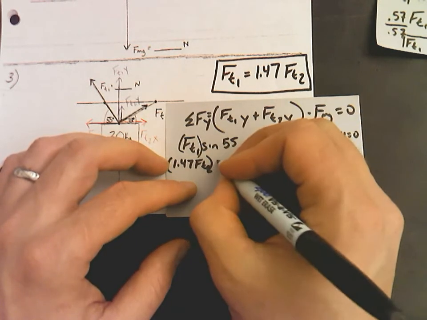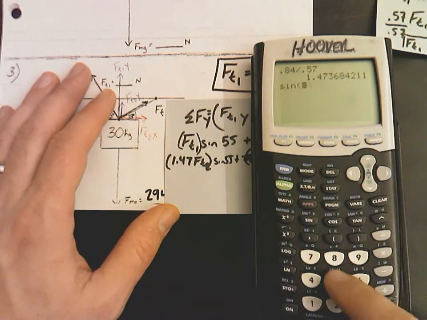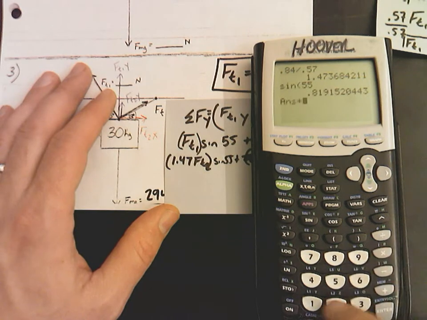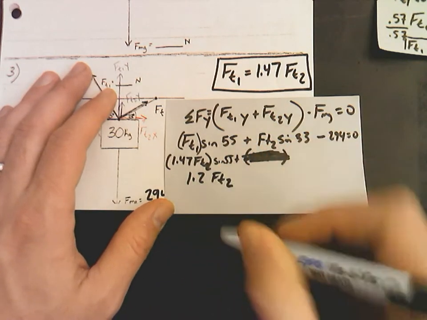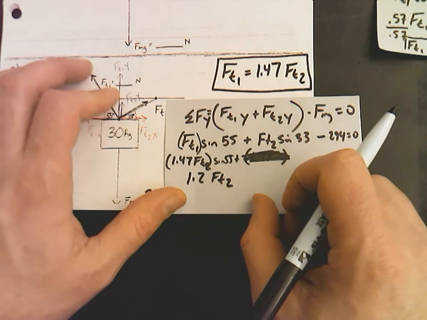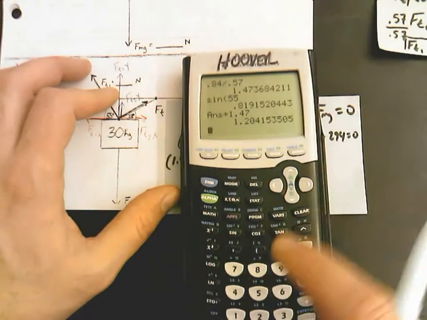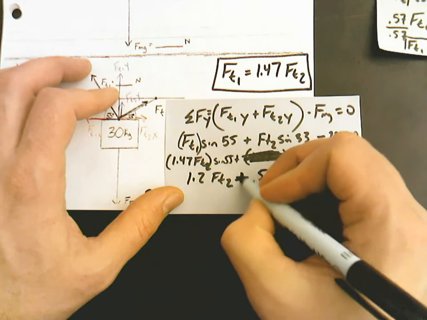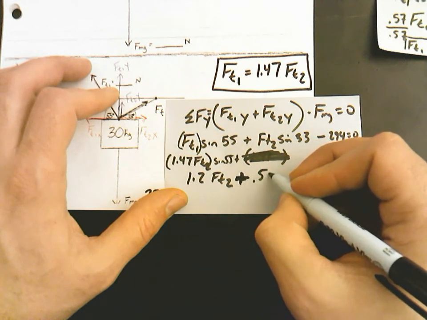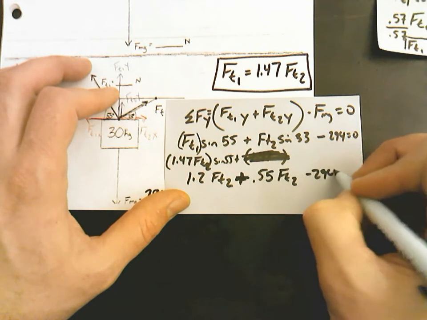So then I can also multiply that times the sine of 55. So we'll do that. Sine 55, and we'll multiply that times 1.47 FT2, and that gives me 1.2 FT2. 1.2 is sine of 55 times 1.47. So now I have like terms of FT2. I might find the sine of 33 to simplify over here. So I have 0.55 FT2, and that minus 294 equals 0.